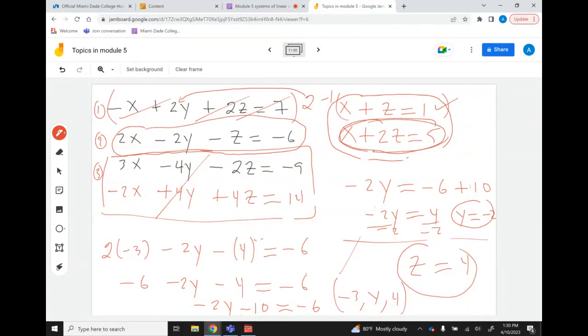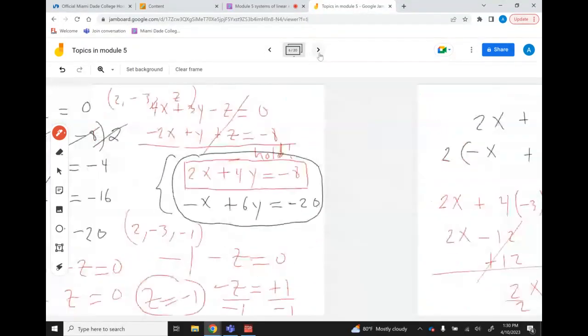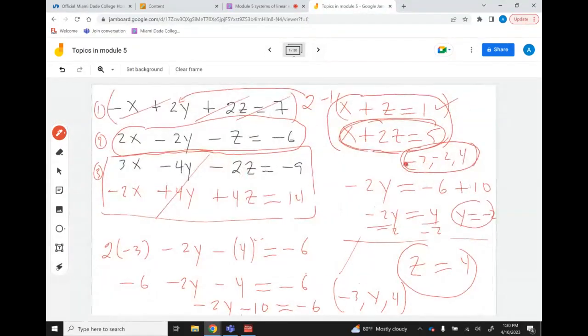Now, do not drop the ball at the very end, okay? Make sure that you write this the proper way. This is going to be a triplet. X is -3, y is -2 and z is 4. And that's it. This is your answer. So that means that, geometrically, the three planes meet at this point.